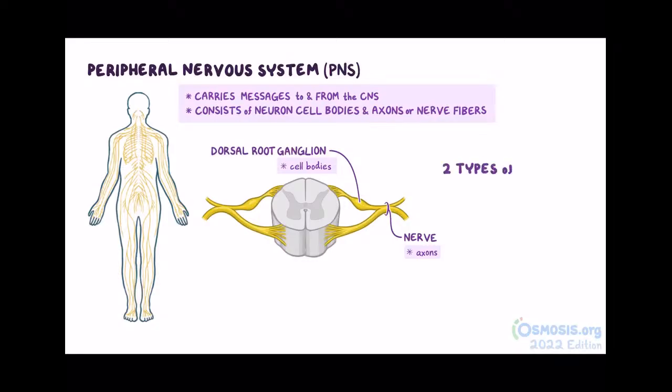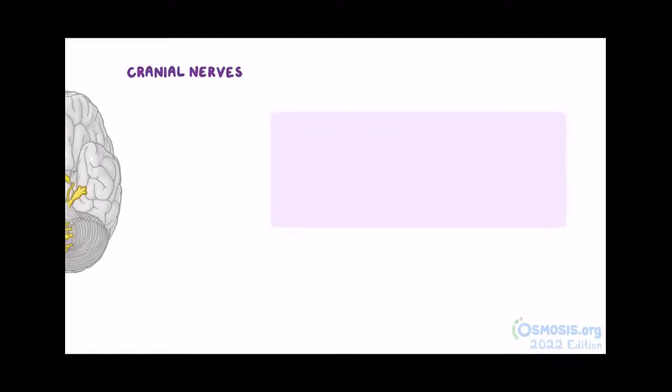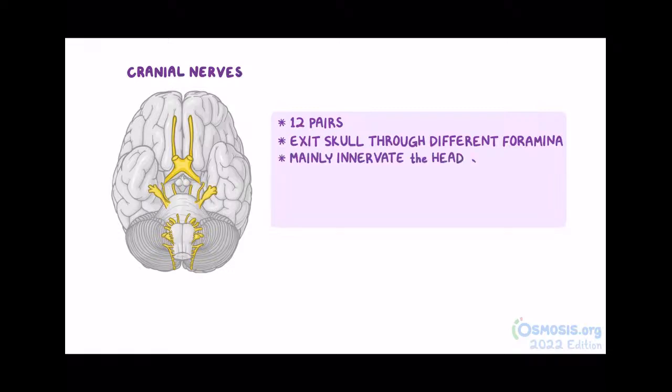Now, there are two types of nerves in the peripheral nervous system. Nerves that arise from the spinal cord, called spinal nerves, and nerves that arise from the brain, called cranial nerves. Let's start first with cranial nerves, which are 12 pairs of nerves that exit the skull through different openings, or foramina. The cranial nerves then travel to mainly innervate structures of the head and neck.